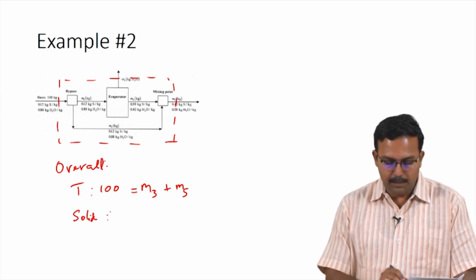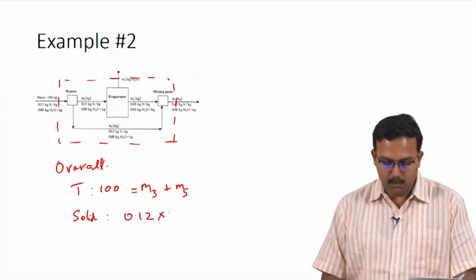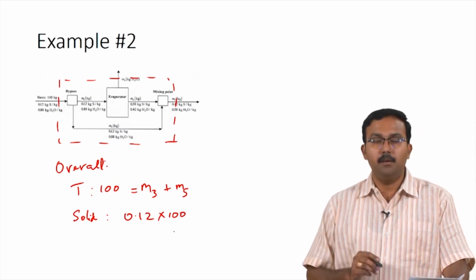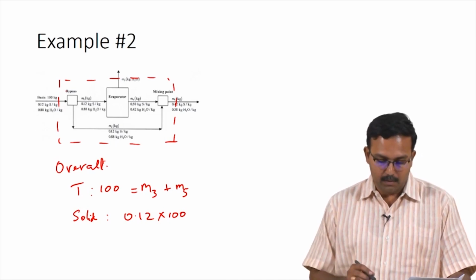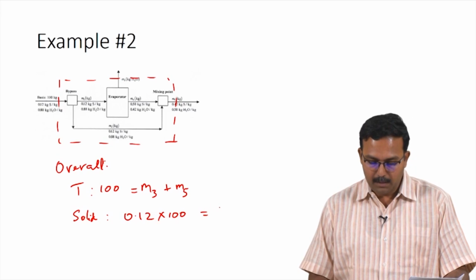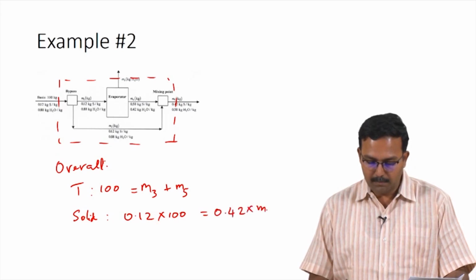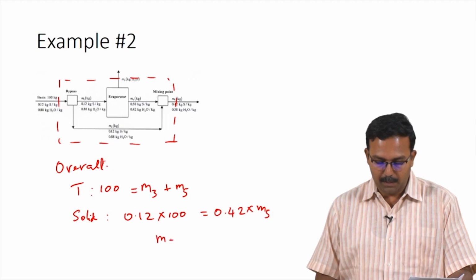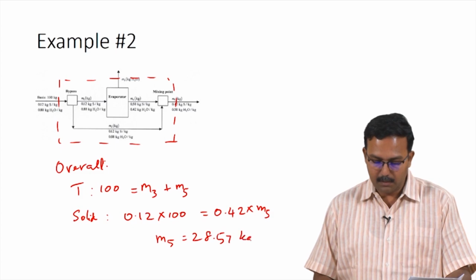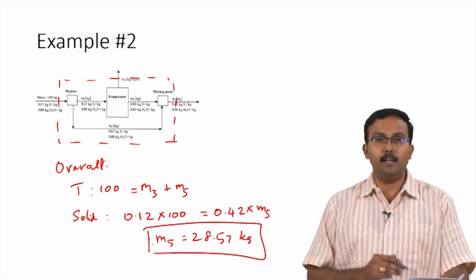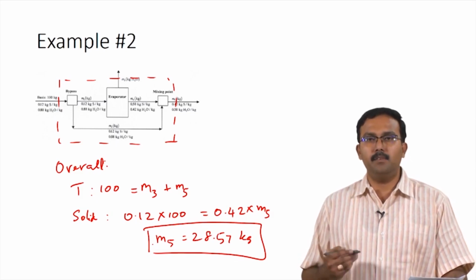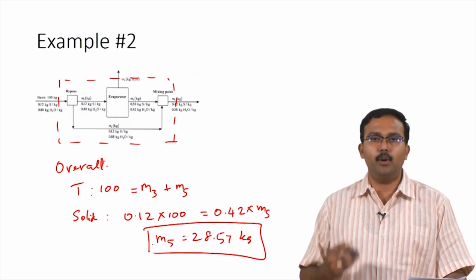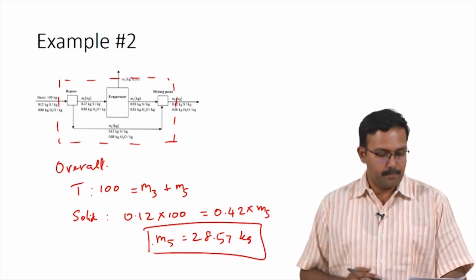The solids balance would be 0.12 times 100 kilograms, which is the mass of solids entering through the fresh juice, and you have solids leaving through the final product, which would be 0.42 times m5. So, this gives you a value of m5, the final product, as 28.57 kilograms. So, for every 100 kilograms of fresh juice which is being fed, we can produce 28.57 kilograms of concentrated juice containing 42% solids.